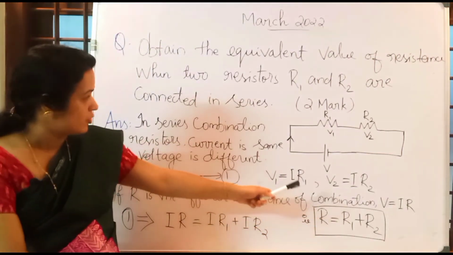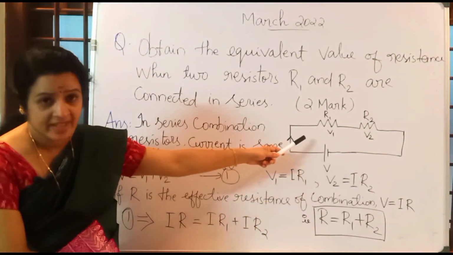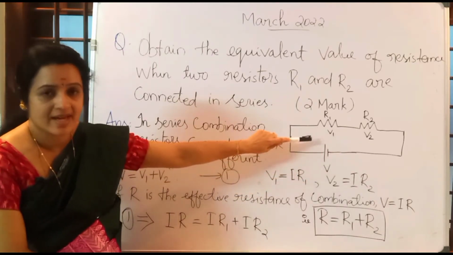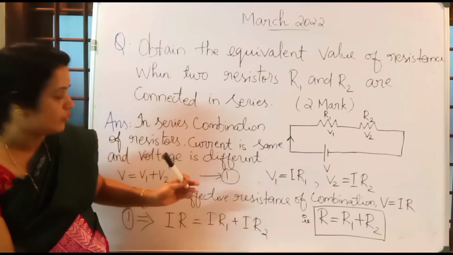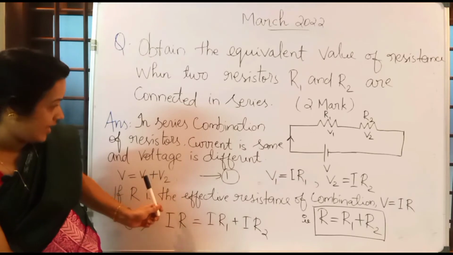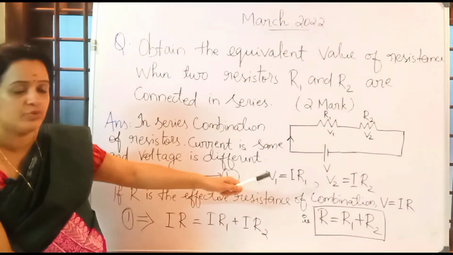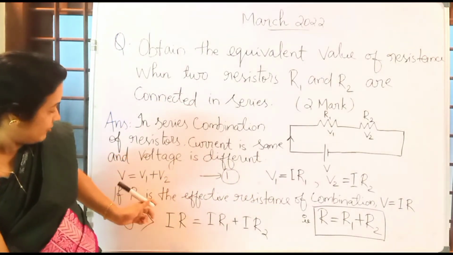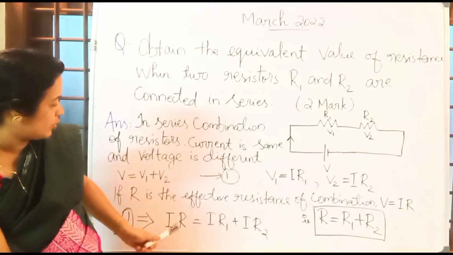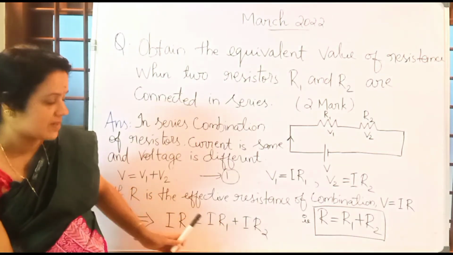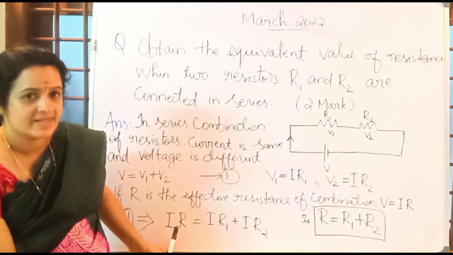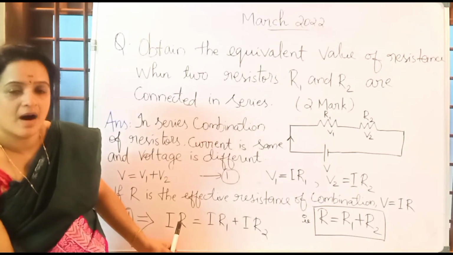Is it clear? So first of all what we have to do? We connect the two resistors end to end. Then the current is constant and voltage will be varying. So the total voltage can be written as V1 plus V2. So we can write IR1 for V1 and IR2 for V2. V will be equal to IR. So what will come? IR is equal to IR1 plus IR2 and I will get cancelled. Then the equation is R is equal to R1 plus R2.